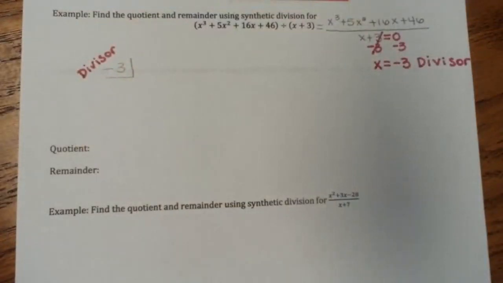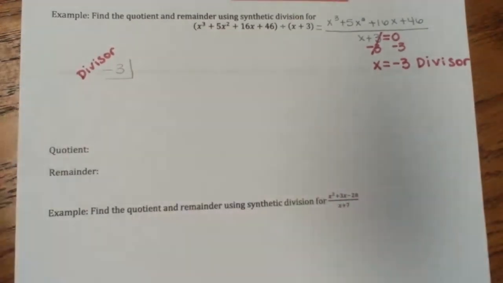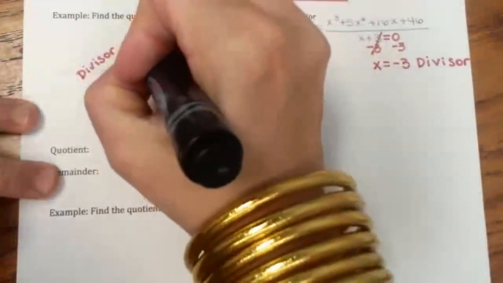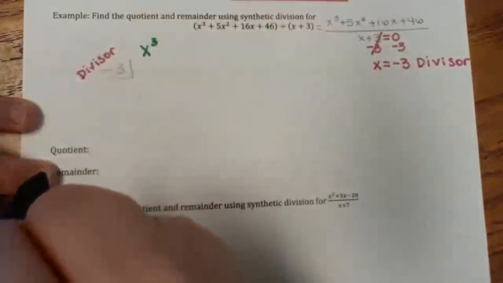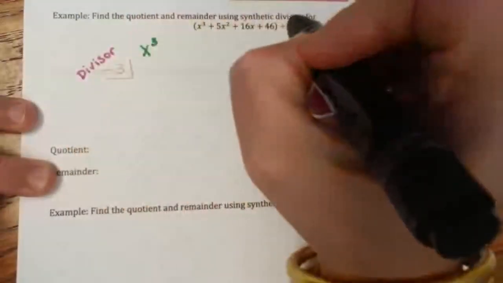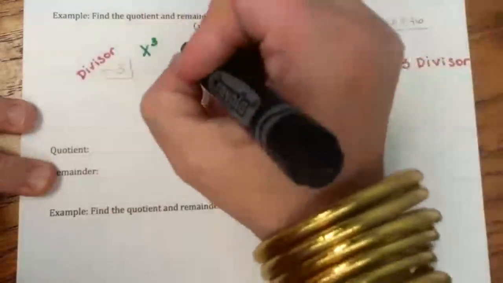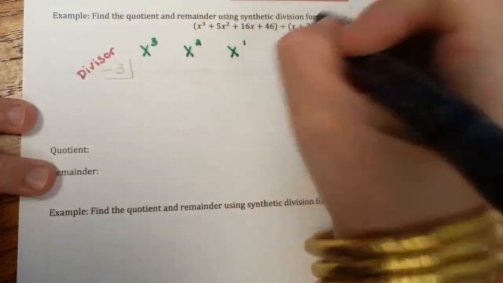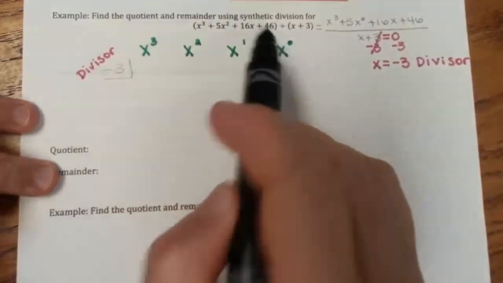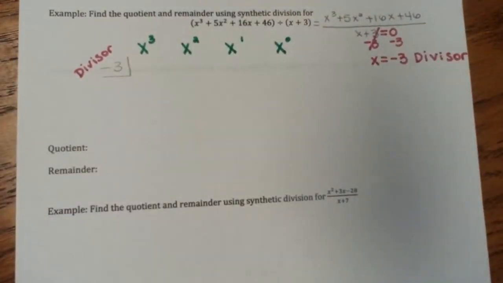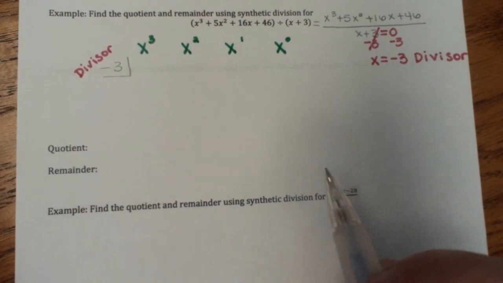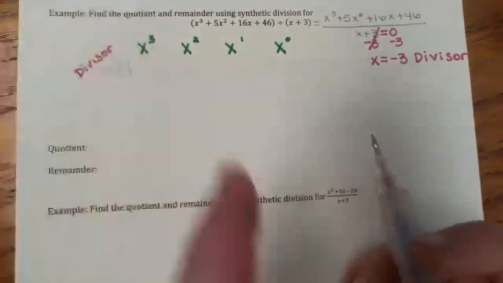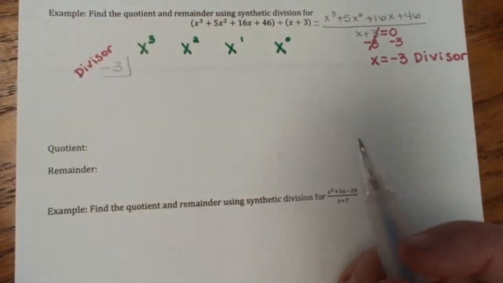All right, so next let's set up our columns. Our greatest exponent is x cubed. So this means our first column is going to be x cubed. So it's going to be whatever your highest exponent is. And it's going to go in descending order, meaning from greatest to least. So x cubed, x squared, x to the first power, x to 0. So 3, 2, 1, 0 in descending order from greatest to least. So that's our columns, just to keep everything super organized, everything separate.